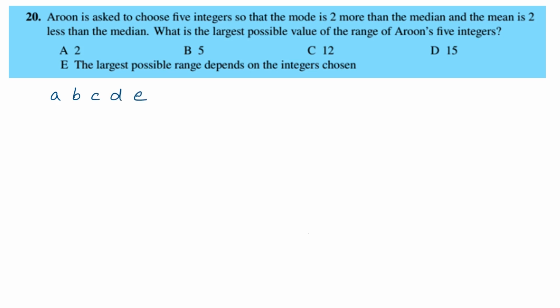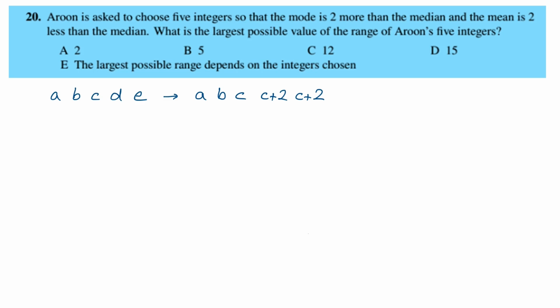Then it tells me that the mode is 2 more than the median. Now, because there's only 5 numbers, it must be the case that the mode is 2 of the numbers, and those numbers are larger than the median, so therefore it must be the case that D and E are my mode, and they are both bigger than the median, which is the one in the middle, which is C. So in other words, I can say both D and E are C plus 2 and C plus 2.